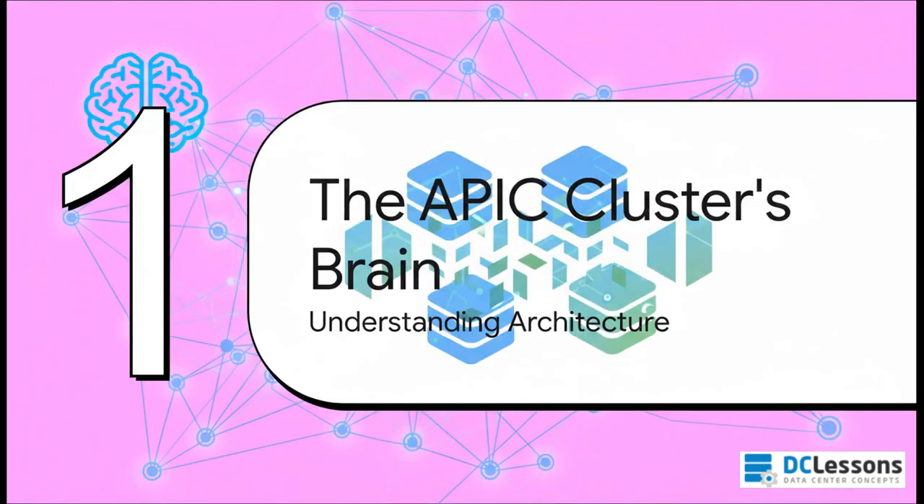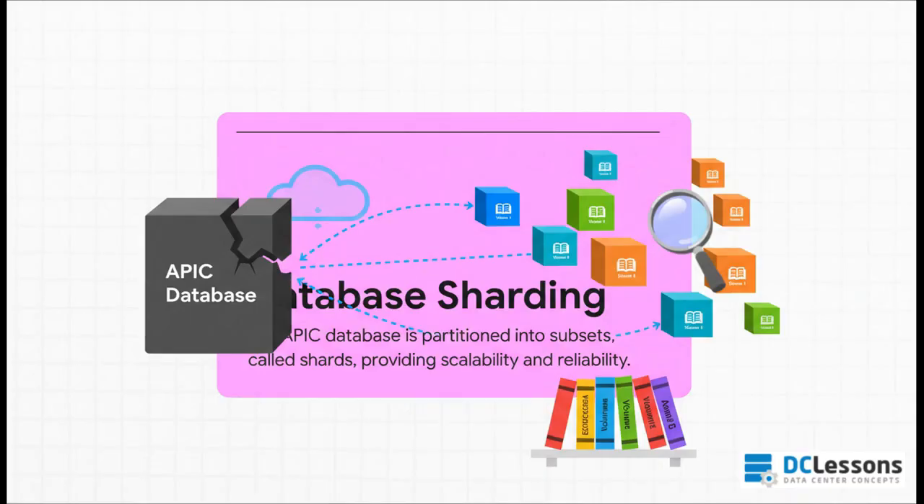So how in the world does this APIC cluster manage a potentially massive network and do it with both speed and serious reliability? Well, the secret sauce is a really powerful database technology called sharding. Let's break that down. Instead of having one gigantic, monolithic database, which would be a single point of failure and super slow, the APIC cluster is way smarter.